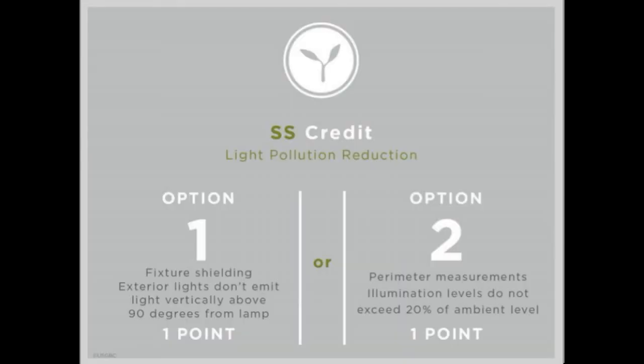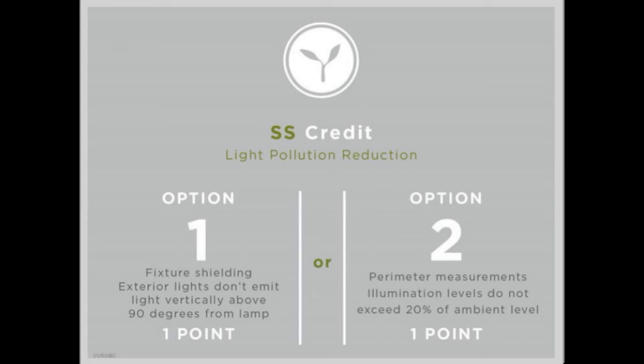There are 2 options for this credit. Option 1 is appropriate if most of the existing fixtures are shielded already, or if the project team does not have the light measurement tool required for Option 2. Option 2 is for projects that have little lighting or have unshielded fixtures that do not spill over the boundary. Option 2 is about perimeter measurements.